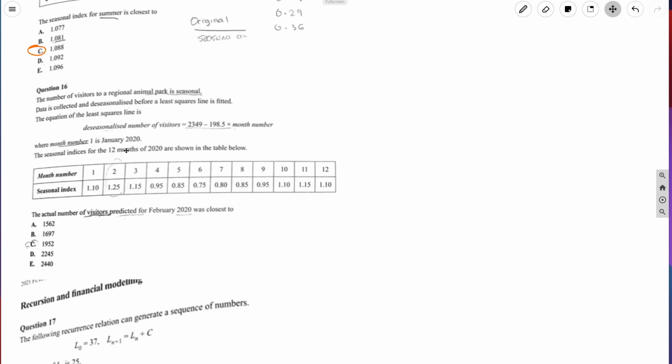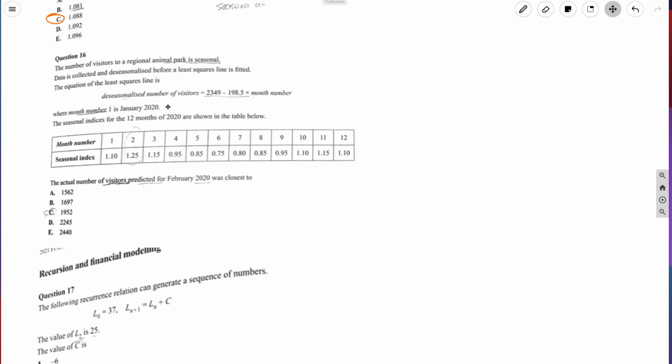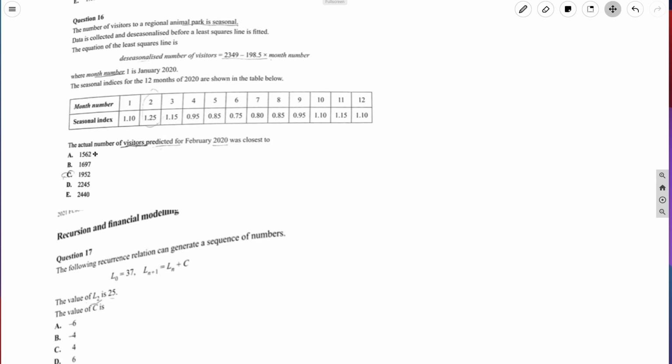And then the number of visitors to a regional animal park is seasonal. Data is collected and deseasonalized before a least squares line is fitted. The equation of the least squares line is given, where month 1 is January. The seasonal indices for the 12 months of 2020 are shown. The actual number predicted for February was closest to. So we're using 1.25. Deseasonalized we get first.